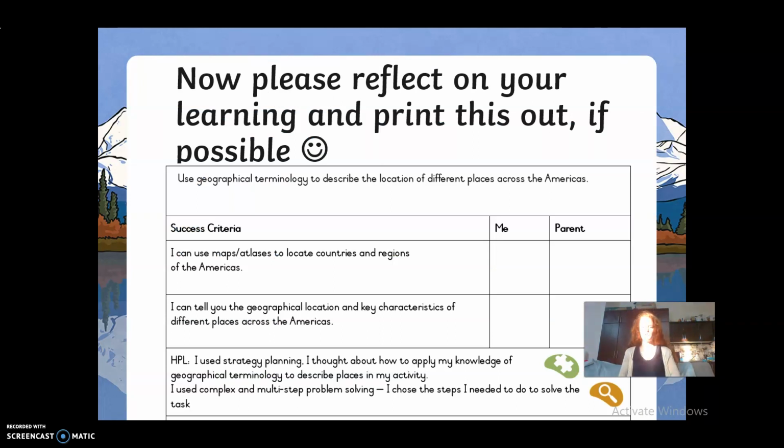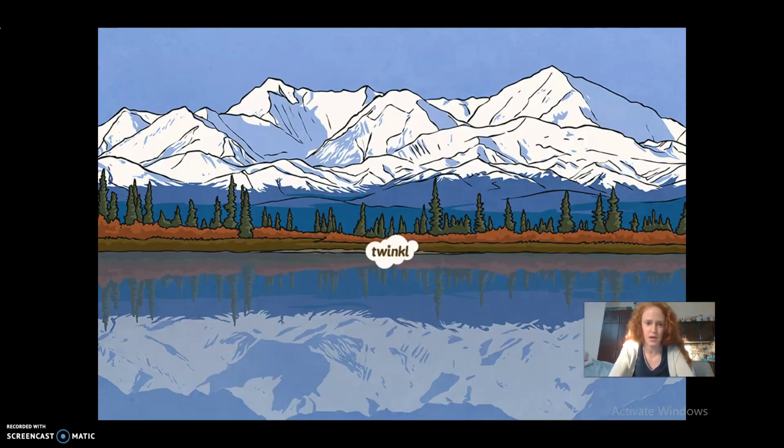All right, at the end, if you can, please reflect on your learning, see where you think you are. If you can print it out, brilliant. If you can't, don't worry. So yeah, do your reflection anyway.